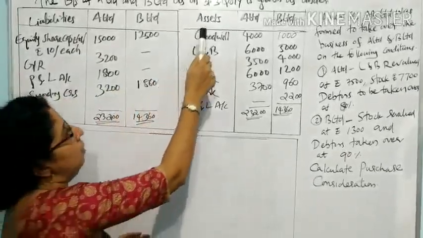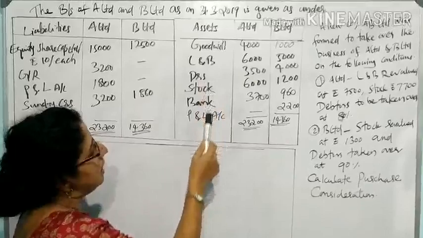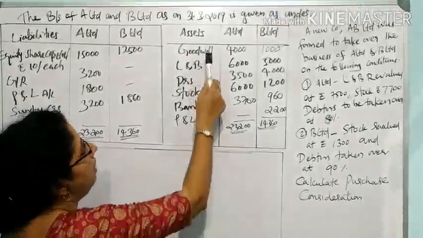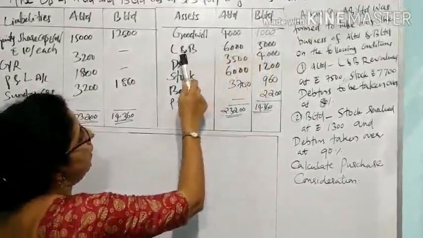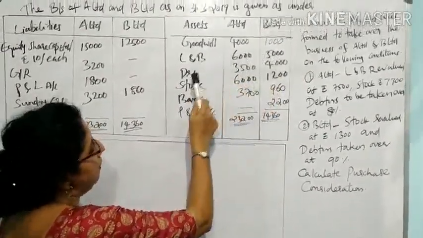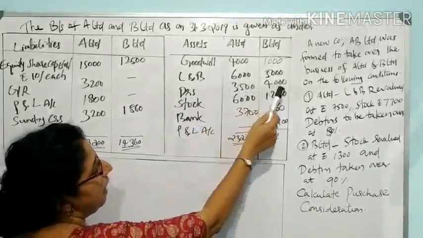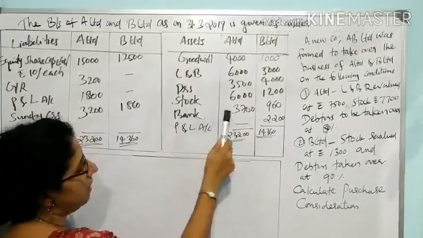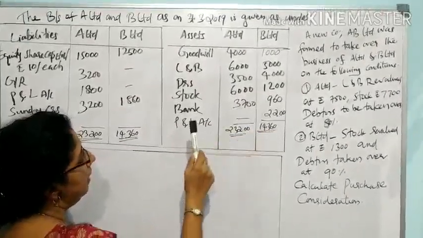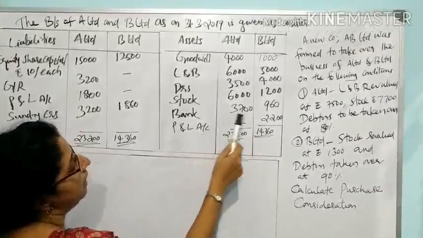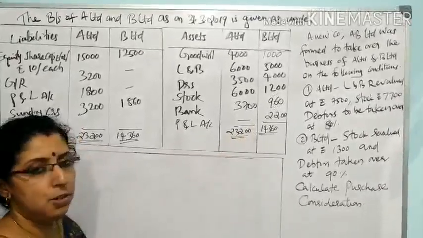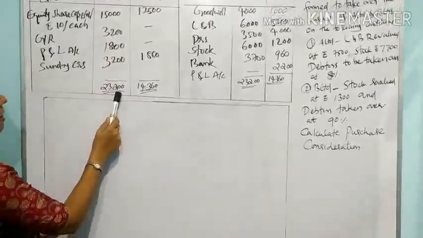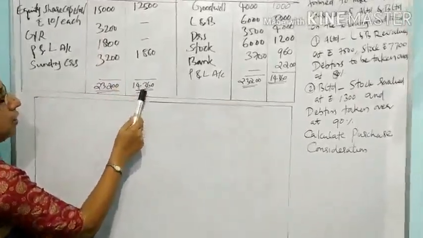Okay, then on the asset side there are certain assets, fixed assets and current assets. Goodwill 4,000, 1,000, land and building 6,000, 5,000, debtors 3,500 and 4,000, stock 6,000, 1,200, bank 3,700, 960. Then the final item, profit and loss account, for B Limited 2,200. Balance sheet total of A Limited 23,200 and for B Limited 14,360.